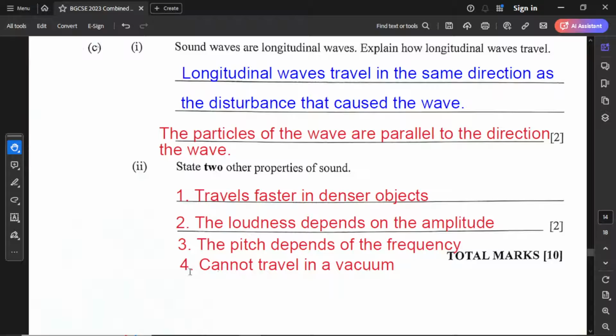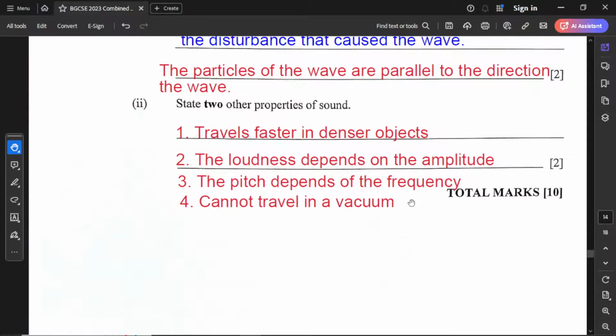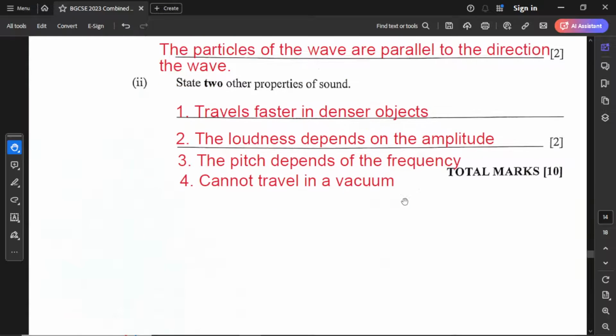And again, the next property of sound waves is that sound cannot travel in a vacuum. Sound requires a medium because of the vibration of particles. It requires a what? A medium to travel.